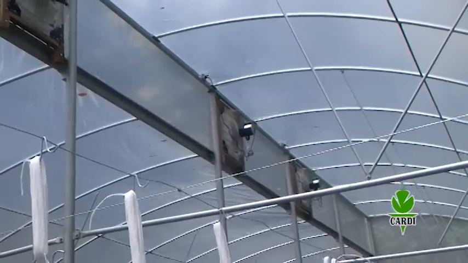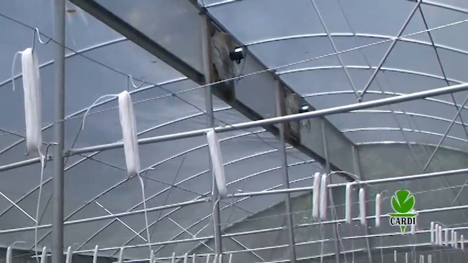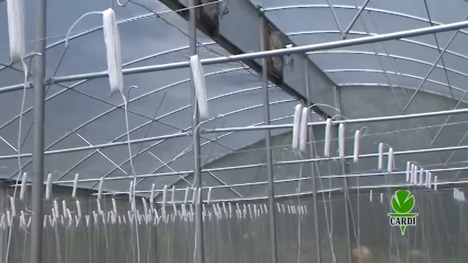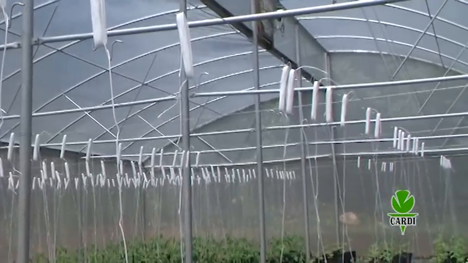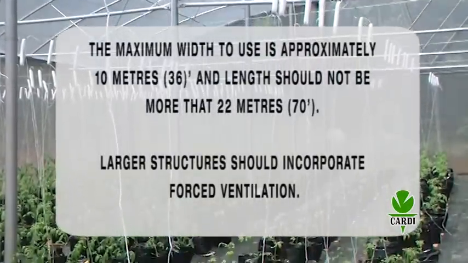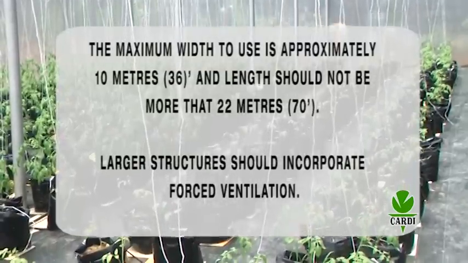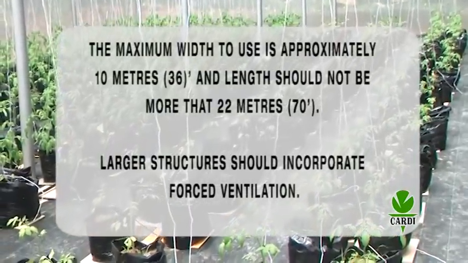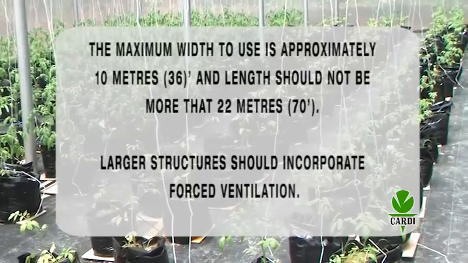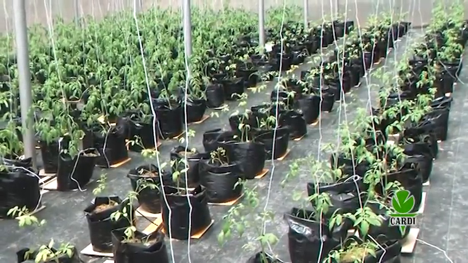With regard to size, the larger the growing surface area under cover, under the same height, the greater the internal temperature. Therefore, there is a greater need for ventilation. The maximum width to use is approximately 10 meters or 36 feet, and the length should not be more than about 22 meters or 70 feet. For large structures wider than 10 meters and longer than 22 meters, forced ventilation is recommended.